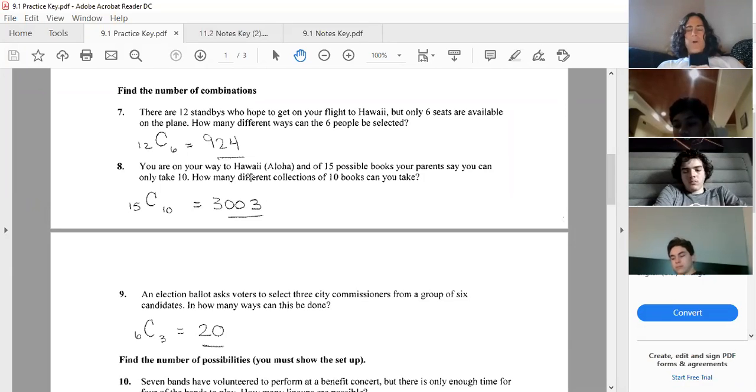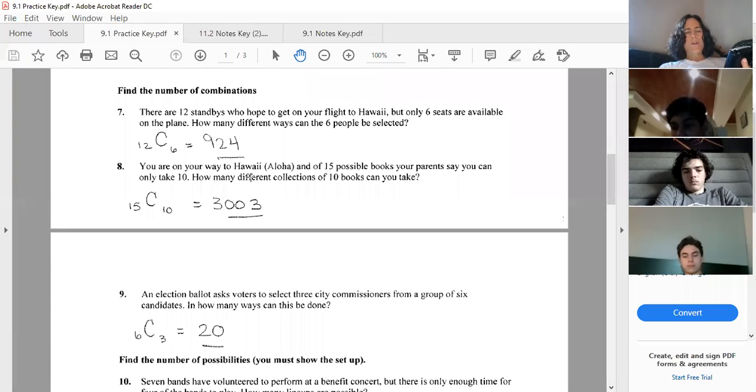It says there are 12 standbys who hope to get on your flight to Hawaii, but only 6 seats are available on the plane. So how many different ways can 6 people be selected? In this case, order doesn't really matter. You choose 6 people, it doesn't matter the order. So you hit 12 first, because that's the total number of people you have. So you hit 12, and then you go to the math. You hit math, which is right underneath green alpha.